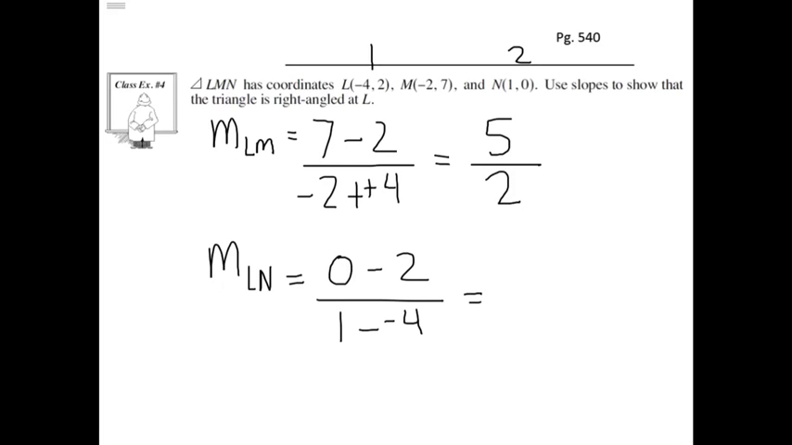Okay, so 0 minus 2 is going to be a -2. 1 minus a -4, well, you're going to add these together, and you get a +5. So if you take a look at these two, the slope for LN is actually a negative reciprocal. So this proves that we have a 90-degree angle at L.